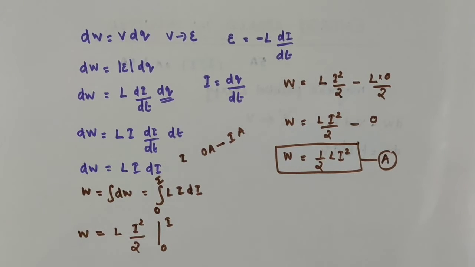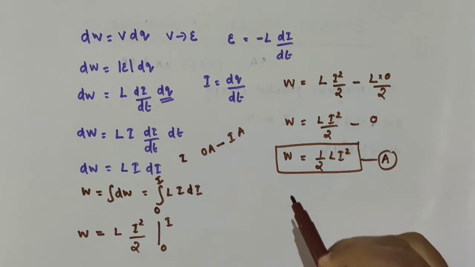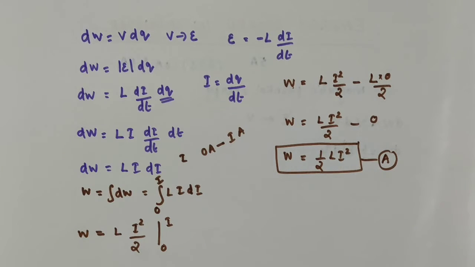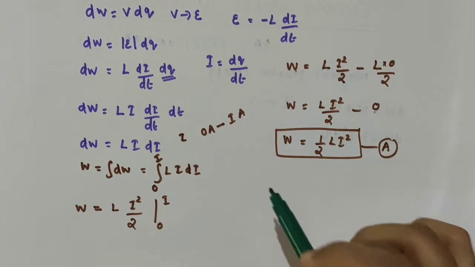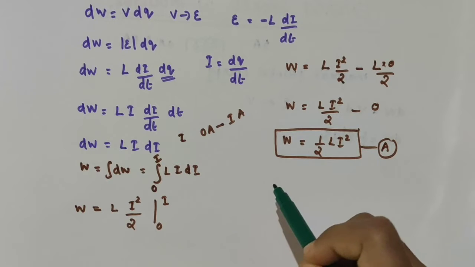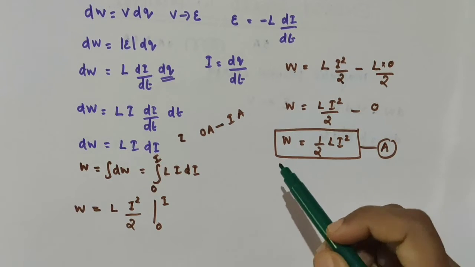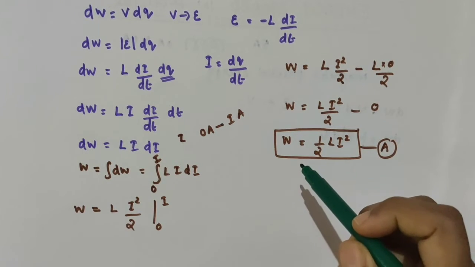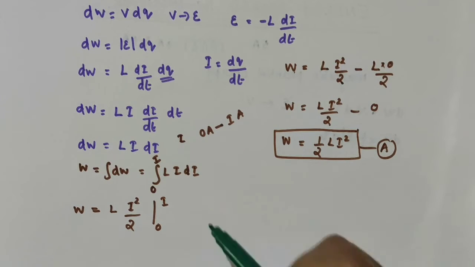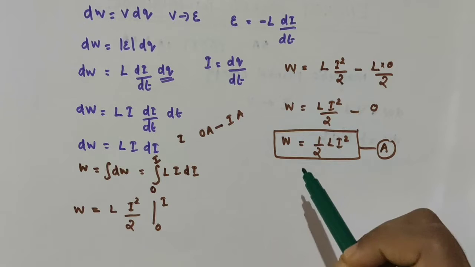So this is the work done which is stored as magnetic potential energy in an inductor. That is, this much amount of energy is actually required to build up an amount of current I in an electrical circuit.